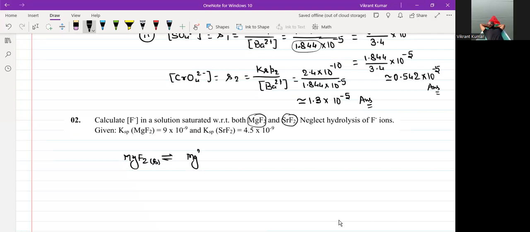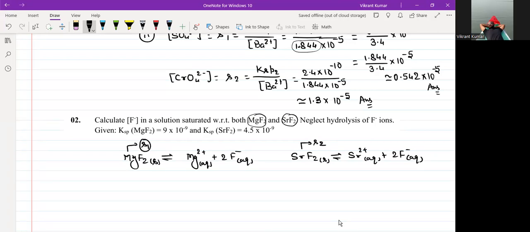We'll write MgF2 giving Mg2 plus 2F minus. And वैसा ही, if I am having SrF2, so this will be giving you Sr2 plus 2F minus. Assume कि इसकी solubility जो है ना वो S1 है और इसकी solubility जो है वो S2 है. If the solubility of MgF2 is S1, the ion which is not common will have concentration S1 के बराबर, क्योंकि coefficient भी 1 है. And वैसे यहाँ पे इसका concentration will become S2. This is the situation at saturation.